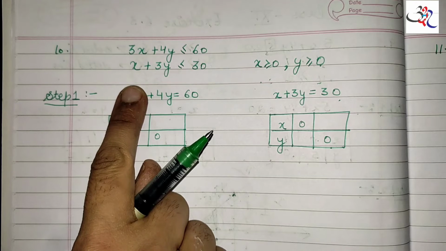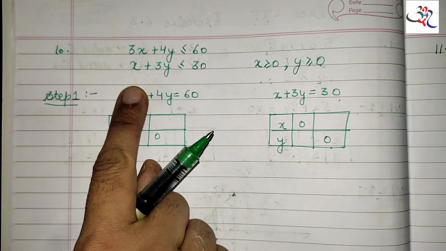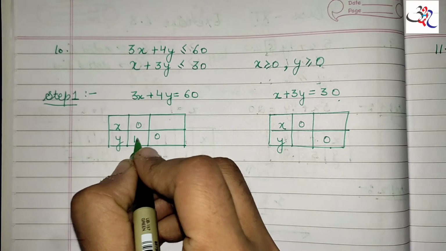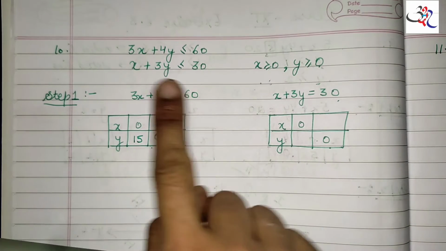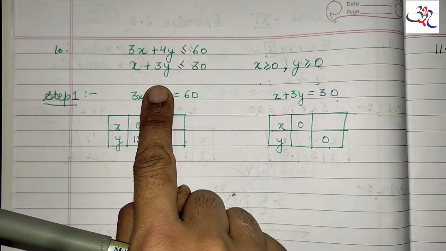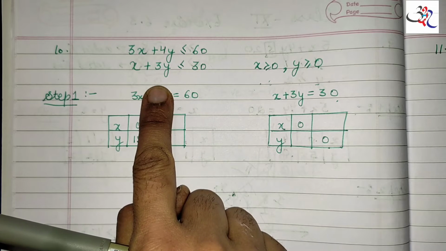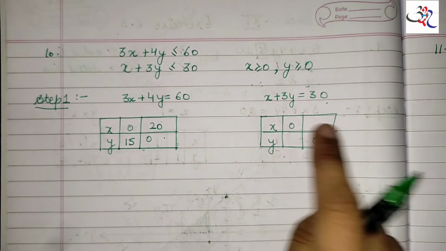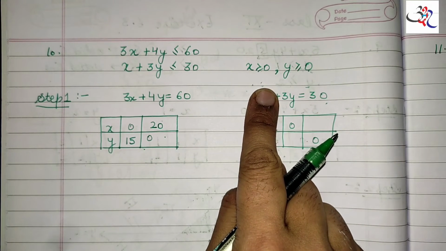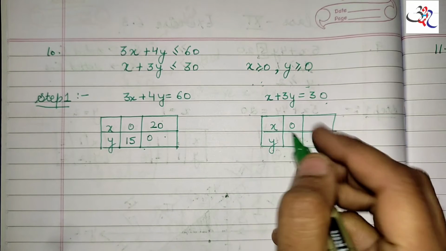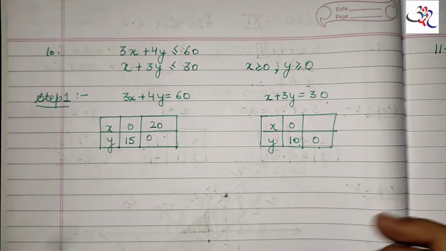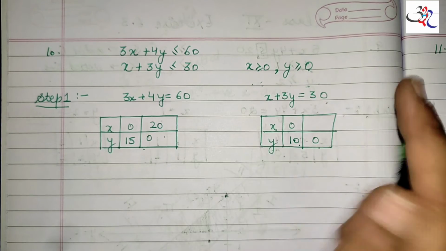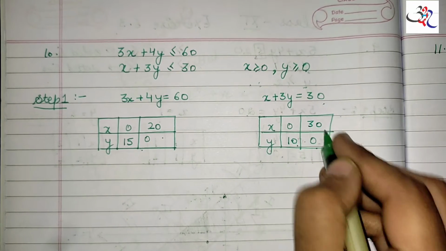So if x is equal to 0, then y will be equal to what? y will be equal to 60 by 4, which is equal to 15. And if y is equal to 0, then x will be equal to 20. Similarly, if x is equal to 0, then y will be equal to 10. If y is equal to 0, then x will be equal to 30.